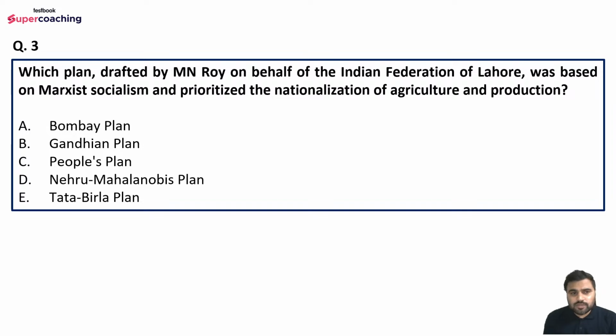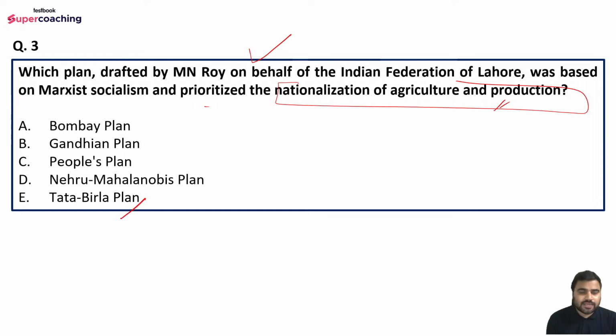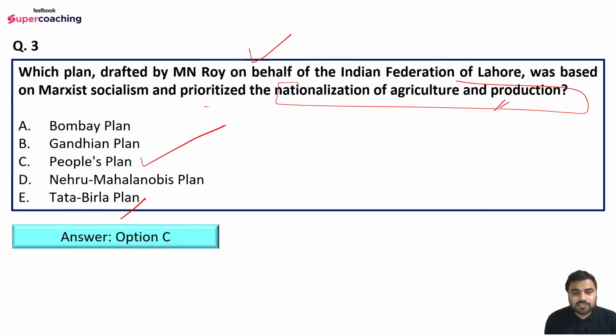चलिए, moving on to question number third. Question number third is, which plan drafted by M.N. Roy on behalf of the Indian Federation of Labour was based on Marxist socialism and prioritized the nationalization of agriculture and production. So options are Bombay Plan, Gandhian Plan, People's Plan, Nehru Mahalanobis Plan and the Tata Birla Plan. बताइए. The plan which was focusing on the prioritization of the nationalization of agriculture and production in the economy. So the plan is option number C, that is People's Plan, right?